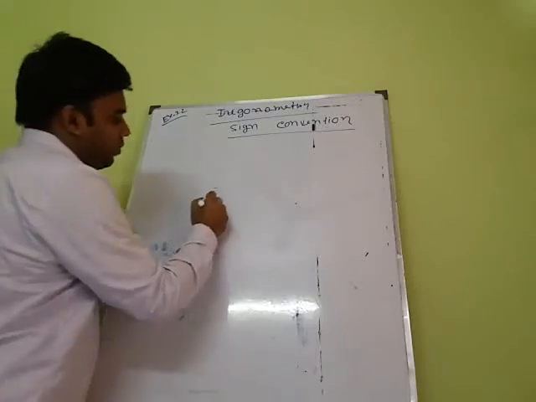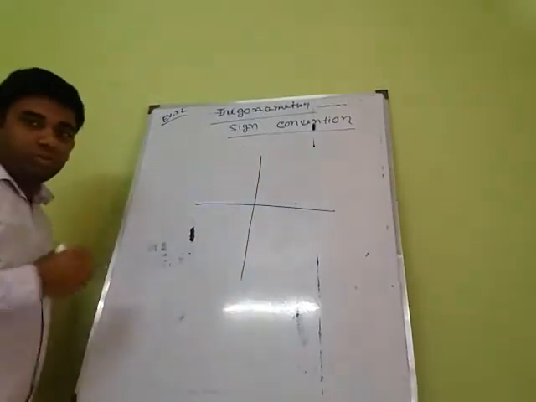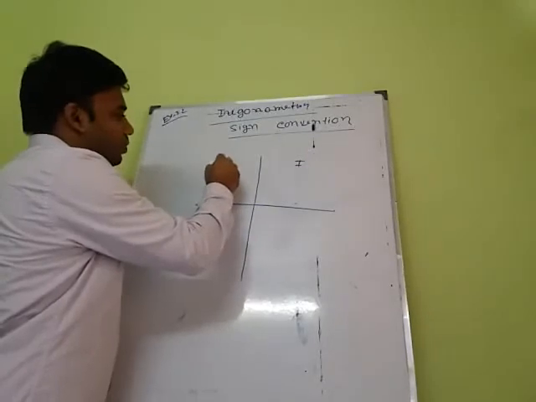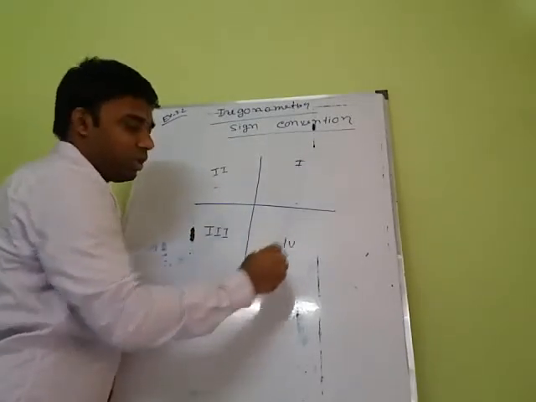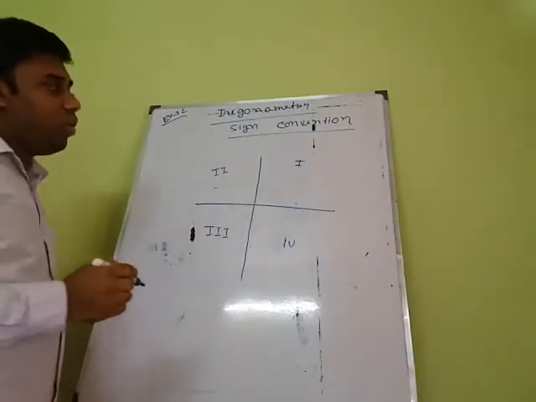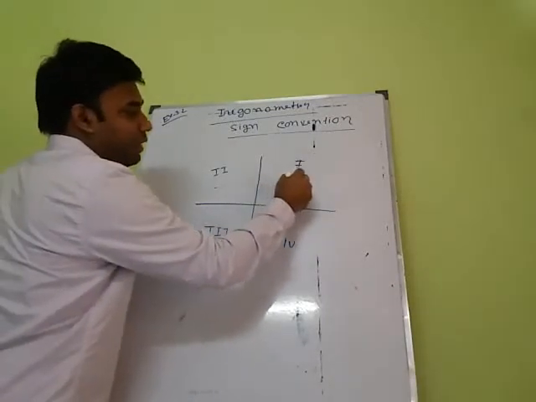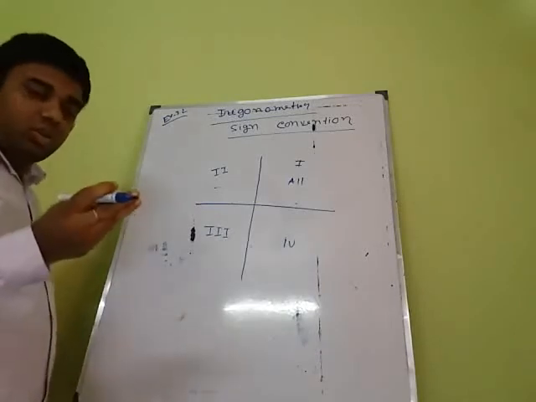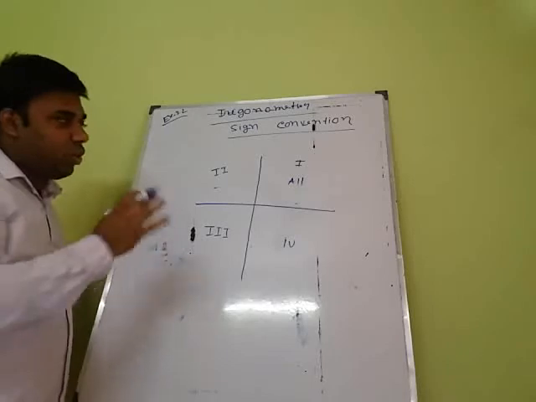So we know that the Cartesian plane is divided into four parts: first quadrant, second quadrant, third quadrant and fourth quadrant. In the first quadrant all ratios are positive. That's why I have written "All" here. All ratios means sine, cos, tan, cot, sec, cosec. All are positive.